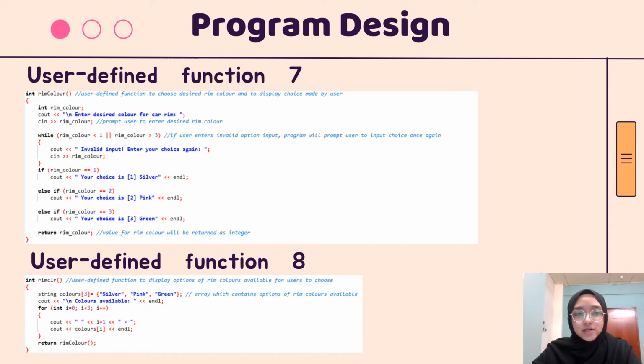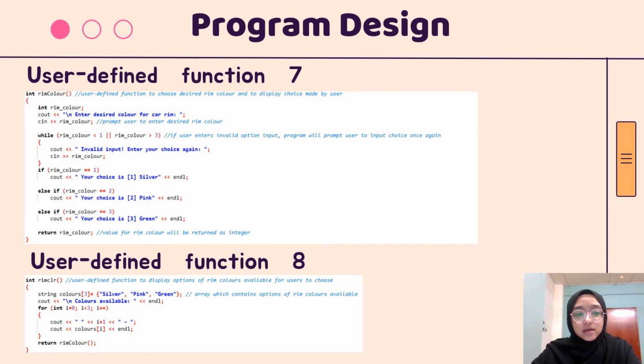Moving on to the next user-defined function, which is a function named rim color. This function will prompt the user to choose their desired rim color and then display the choices made by the user afterward. This function will return the value for rim color as an integer. The coding for this function is done by Nadia Adleena.